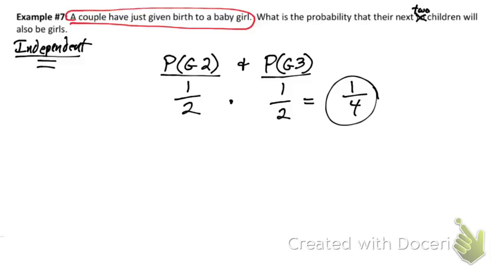All right. Your homework. The first one says, what is the probability of getting exactly 1 head when a pair of coins is tossed?